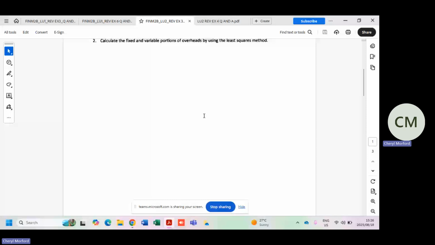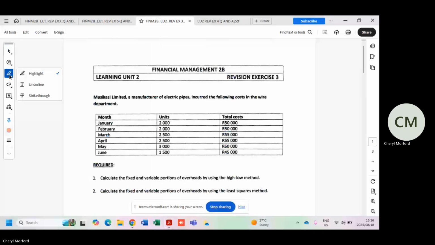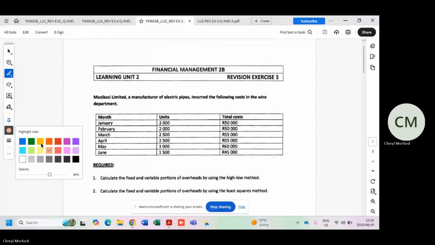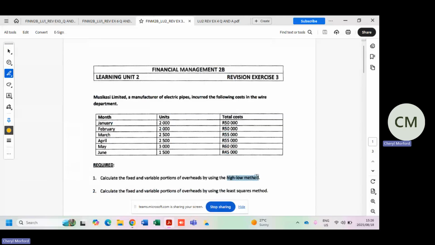I'm going to use this to show you how to use two different methods of finding the same thing. So we're going to first of all use a high-low method, and then in part 2, we're going to do it again, but using the least squares method. Both of these are going to tell me what's the fixed element of a cost and how much is the variable cost, either per unit or per activity. So let's see what's going on in this question.